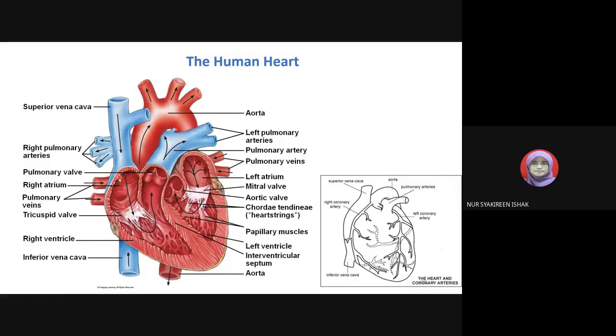So you look at this side here. This side is the right side of the heart. On the right side of the heart, here you have the right atrium, and then here you have the right ventricle.